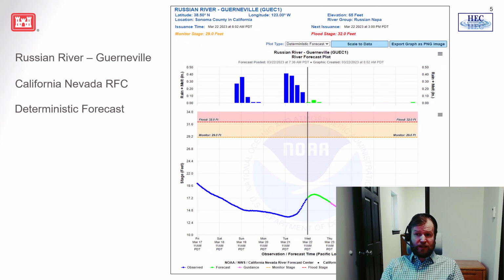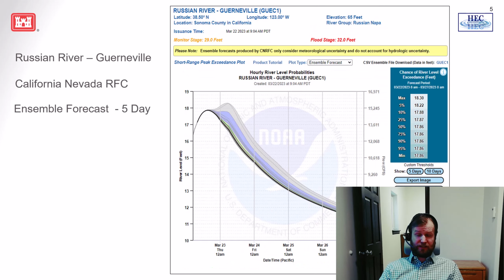Going a little further downstream, this is an example of the HEFS ensemble forecast at Guerneville. Again, we'll start with the deterministic forecast, and you can see there's a slight rise at the time of forecast, but not much shown. If we switch to the 5-day ensemble forecast, the individual ensemble members all indicate a downward trend after halfway through the 23rd.